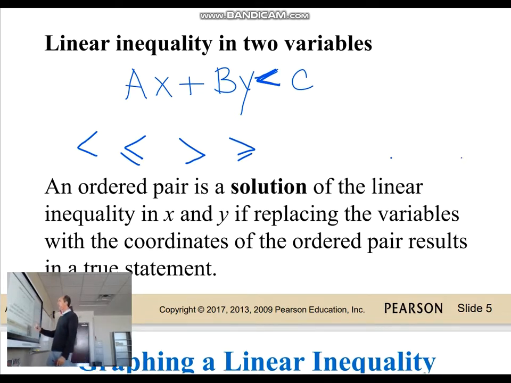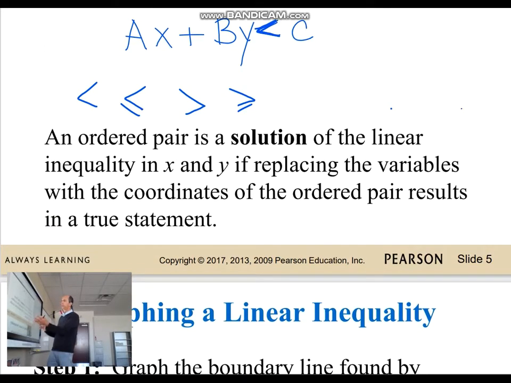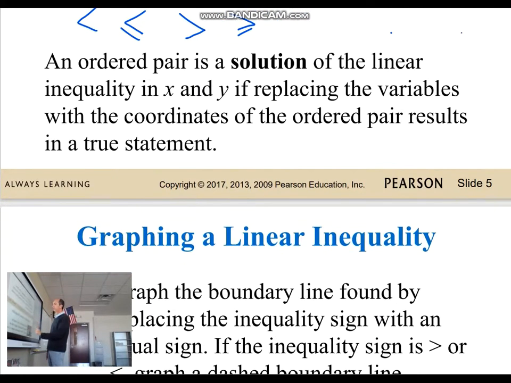If you want to check if an ordered pair is a solution of the linear inequality, you plug in the value of x and y, and the result needs to be a true statement to say that the ordered pair is a solution, is included in the set of this linear inequality.